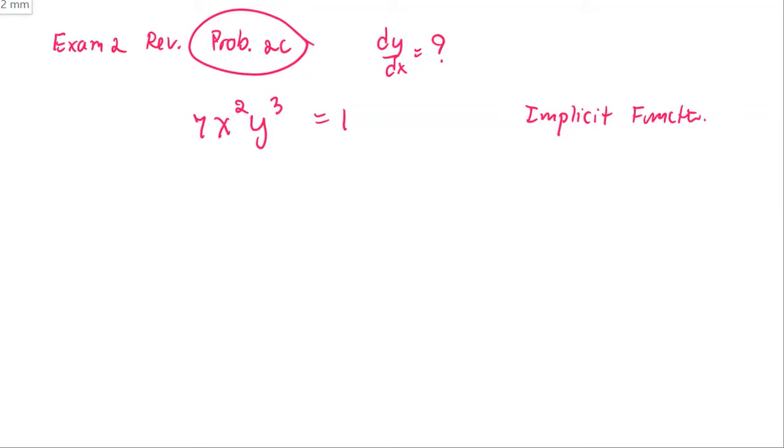Exam 2 review, problem 2c. We are going to find the derivative of y with respect to x where the implicit function is provided. To find the derivative using implicit differentiation, there are two steps. The first step is to find d by dx of all terms. And then step number 2, you are going to solve for dy by dx.